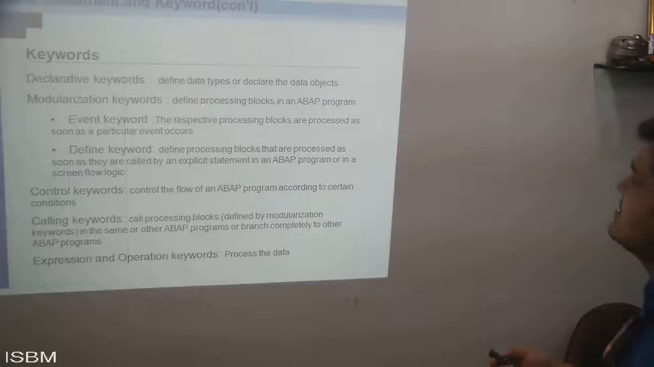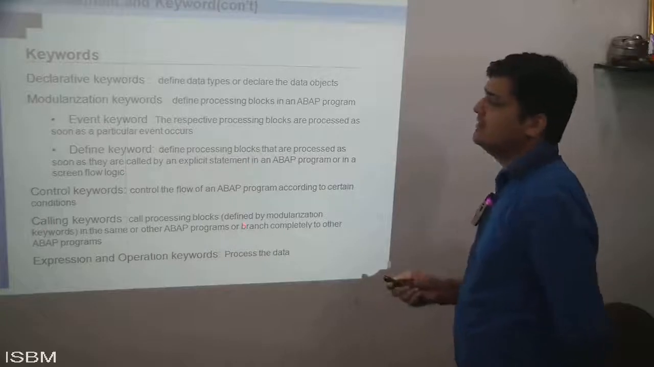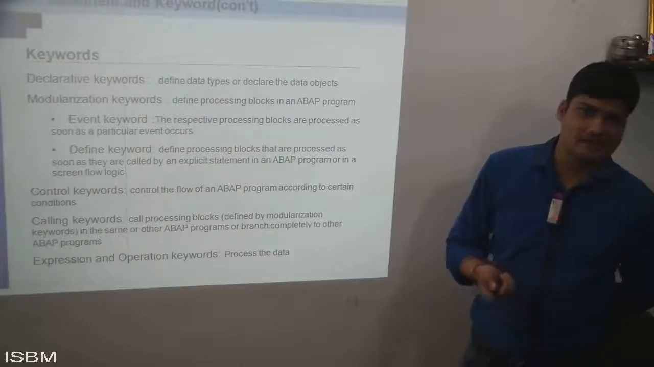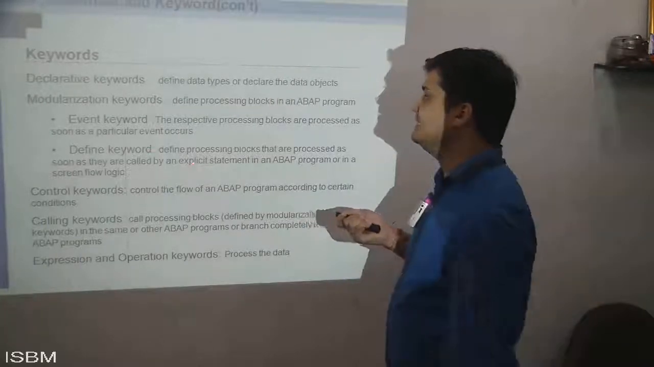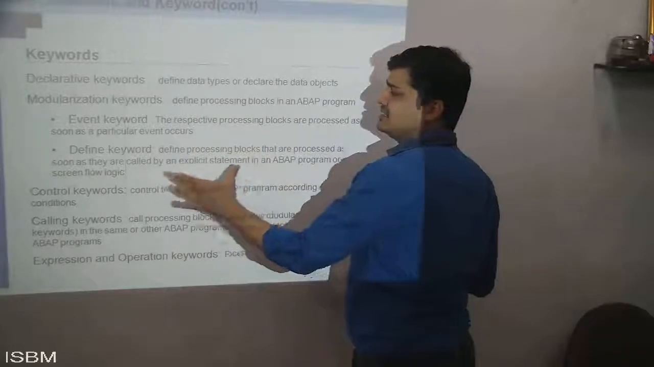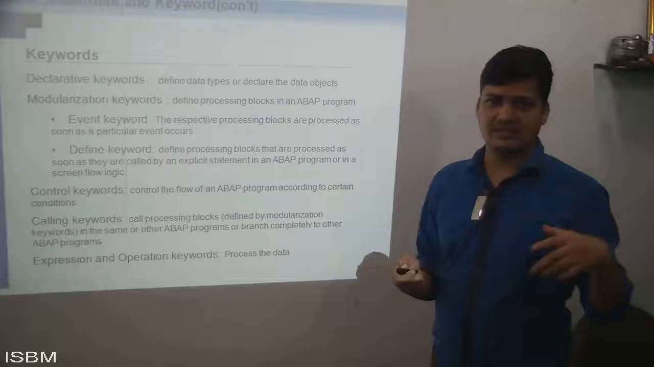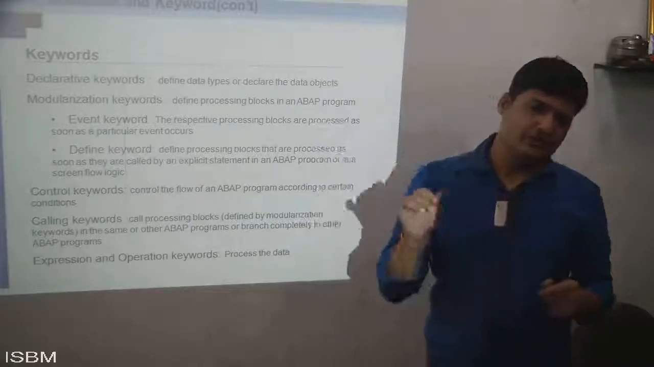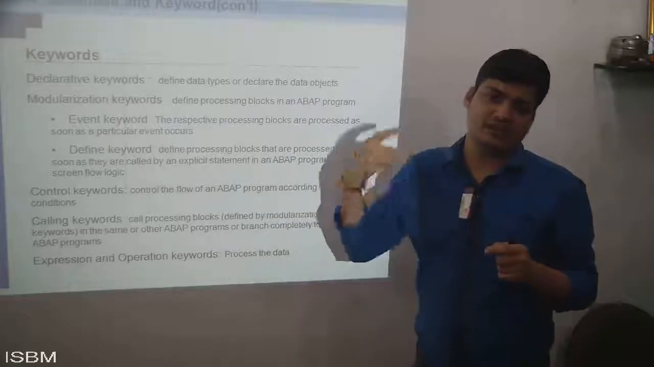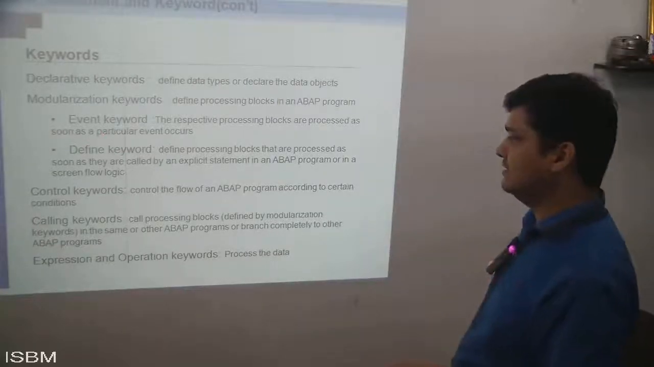Then we have a modularization keyword, which defines a processing block in an ABAP program. Just like the event keyword, whatever event we are using, either start of selection, end of selection, at selection, or screen initialization. The respective processing blocks are processed as soon as the particular event occurs. Just like at start of selection, when you put Rahul Shankar in your input screen, start of selection will trigger and fetch the data of Rahul Shankar and show it in the output. This is the event keyword.